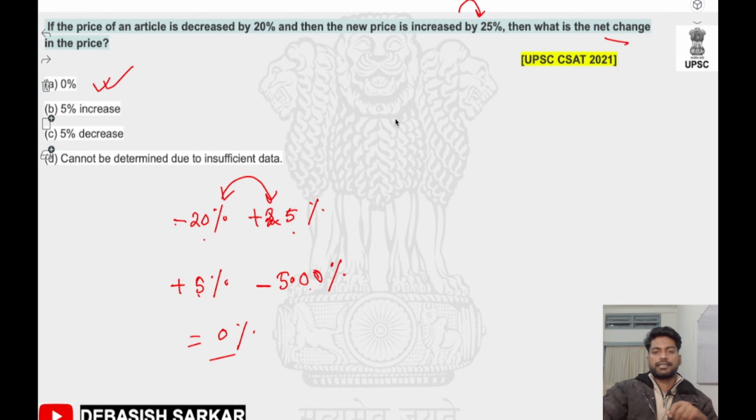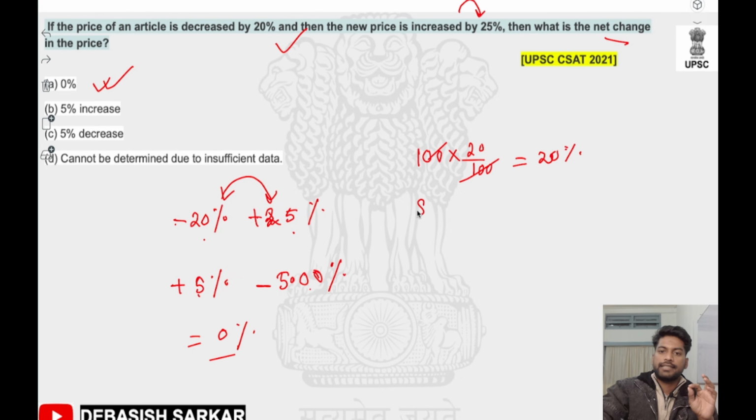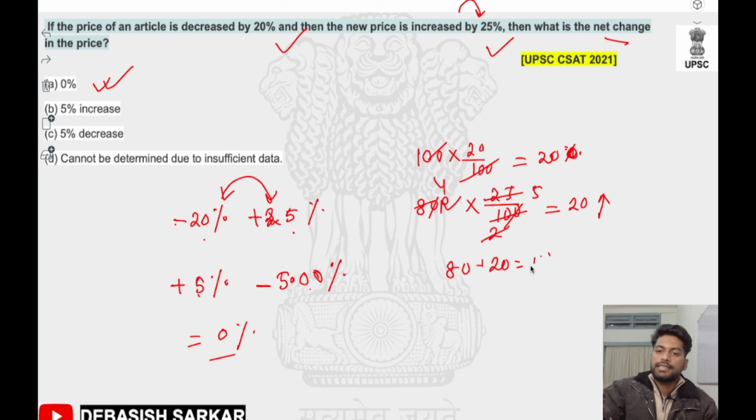Or you can do it this way also. Suppose the price was 100 and it decreased by 20%. It means 20 rupees decreased. Now the price is 80 rupees. Now again 25% increased, 25 by 100. So cancel the zeros, 5 into 2, 5 into 5, 2 to 4, 4 into 5, 20. Again 20 increased. So the price was 80 and 20 increased. It's 100. So what is the change? There is no change, 0% change. Okay, next.